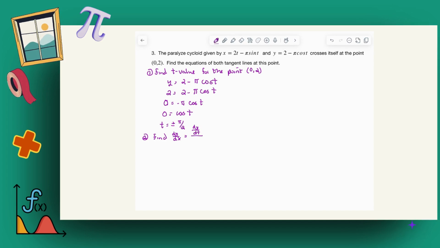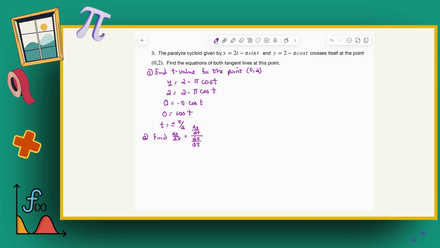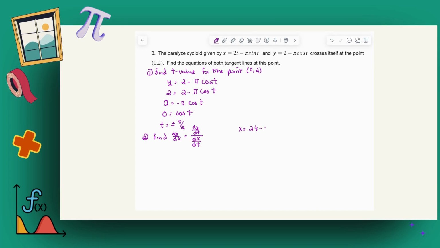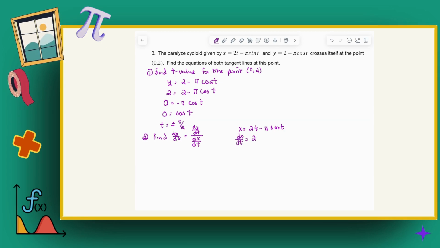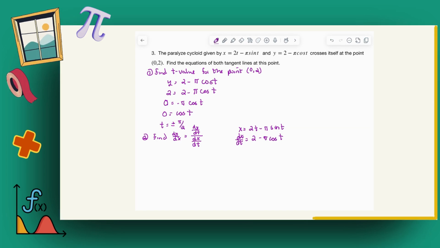Next, let's find our slope, or derivative of y with respect to x, which we recall is equal to the derivative of y with respect to t divided by the derivative of x with respect to t. Remember, x is equal to 2t minus pi sine of t. So we need to find the derivative of x with respect to t, and that's going to give us 2 minus pi cosine of t. And also recall that y is equal to 2 minus pi cosine of t, and the derivative of y with respect to t is going to give us pi sine t. Plug in those two derivatives into our formula.